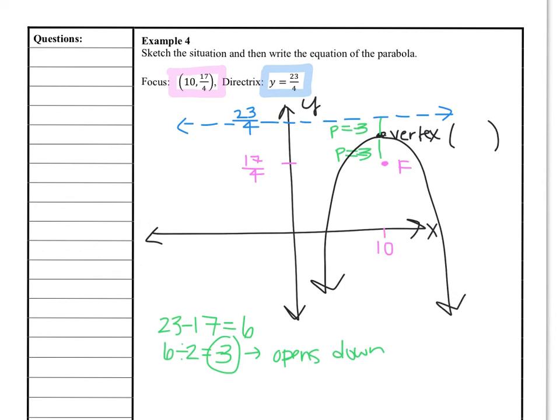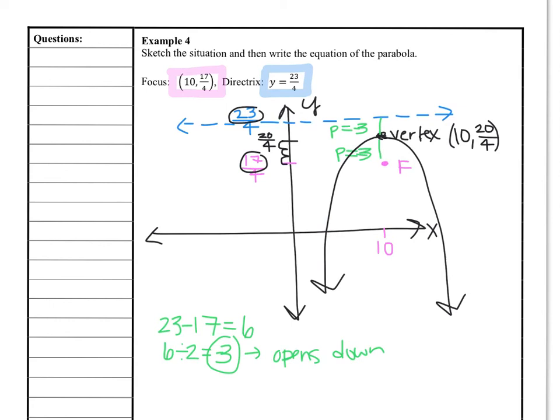And we need to figure out exactly what point that is. Well, we're definitely still going to go over 10. So right 10, up another distance. So our x value of our vertex is 10, comma, now halfway between 23 and 17 is 20. Okay, so you could either add 3 onto 17, 1, 2, 3, bringing you up to 20 over 4 would give us the y value of the vertex. So 20 over 4.